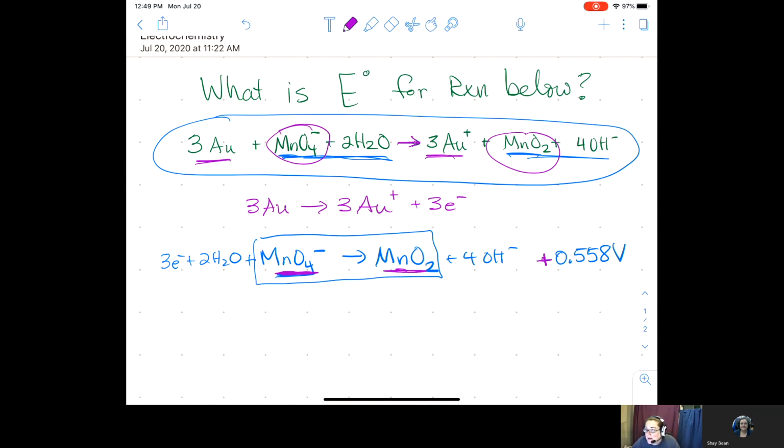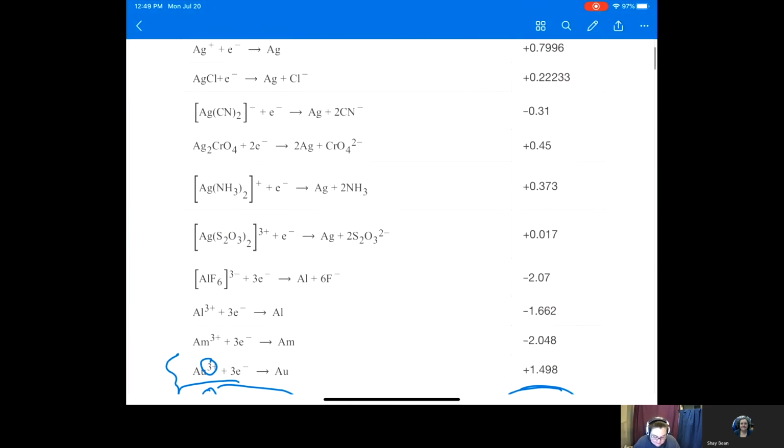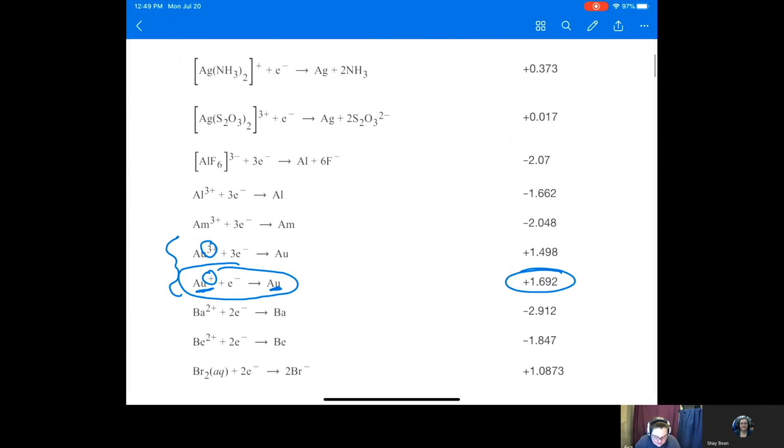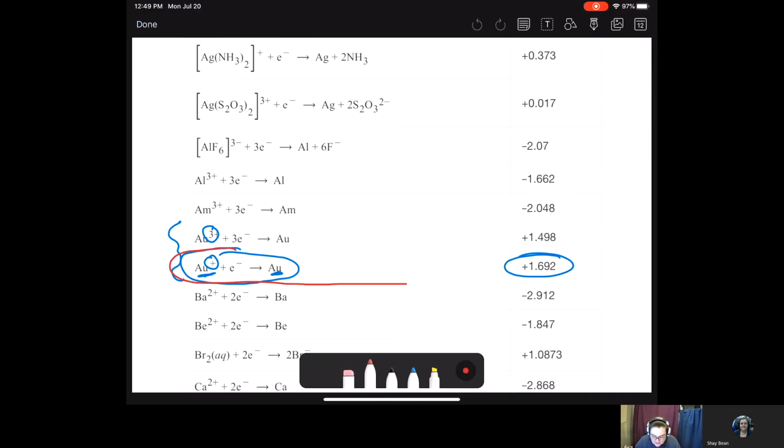And therefore our gold, go back and look at that table for the gold. I'm looking for the Au to Au plus, and it is backwards in the table, and therefore I'm going to record negative 1.692 volts. So I'm going to record for this guy the negative 1.692 because that reaction needs to go backwards.